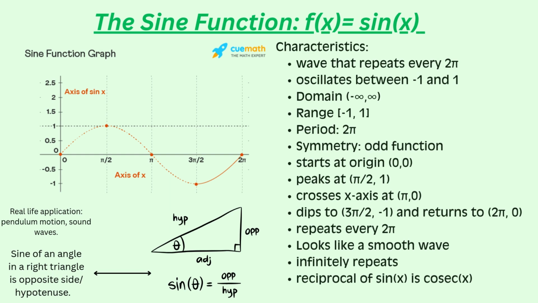It peaks at pi over 2, 1, crosses the x-axis at pi, 0, dips to 3 pi over 2, negative 1, and returns to 2 pi, 0. Like I said, it repeats every 2 pi. It looks like a smooth wave. It also infinitely repeats on both sides. And the reciprocal of sine of x is cosecant of x.